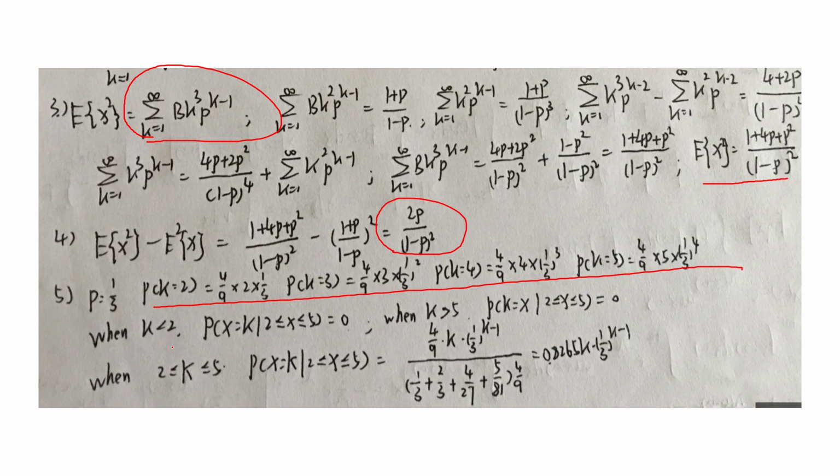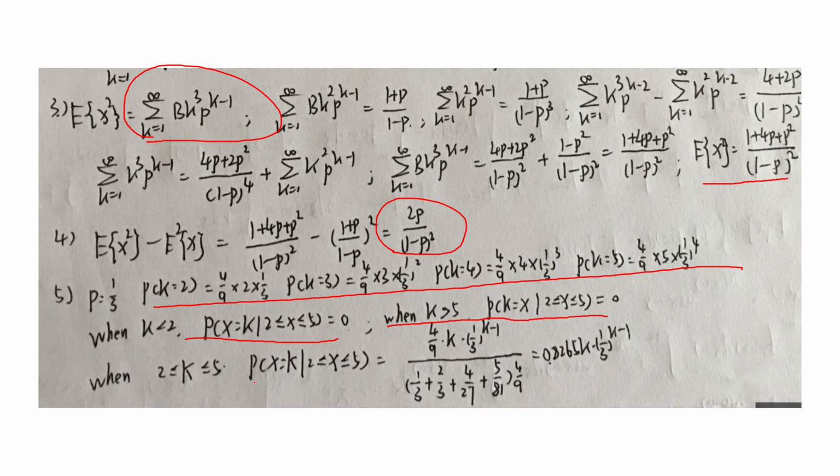When k is less than 2, the probability of X equals k on the condition that X is between 2 and 5 is 0, because the intersection of X equals k and X between 2 and 5 is empty. When k is greater than 5, the intersection is still empty, so the probability is 0. Exactly when k is between 2 and 5, we can get the specific answer.